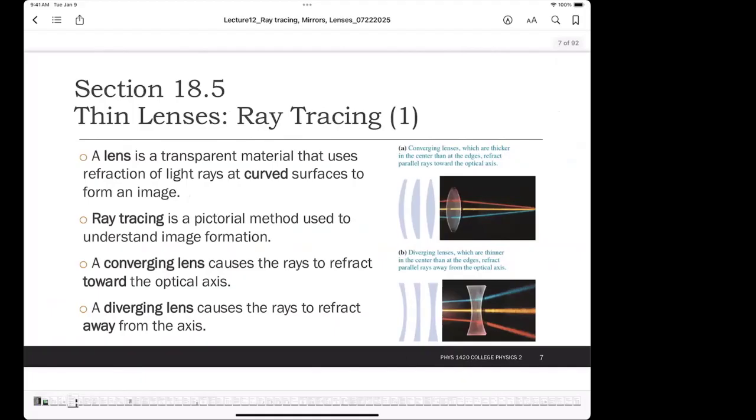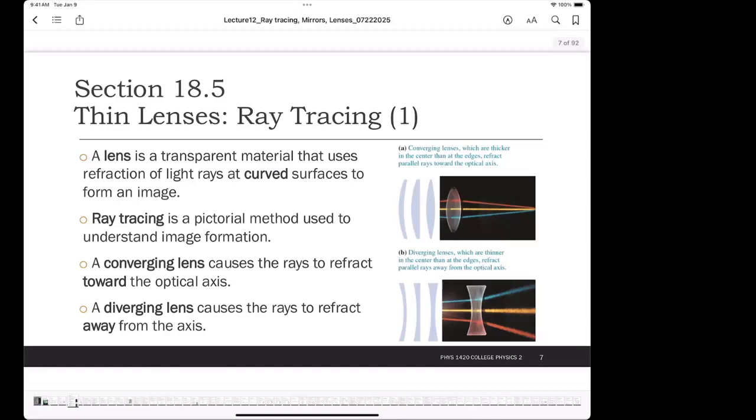But other things. The first thing we talk about is thin lenses and ray tracing. For thin lenses and ray tracing, a lens is a transparent material that uses refraction of light rays at curved surfaces to form an image. Ray tracing is a pictorial method used to understand image formation.